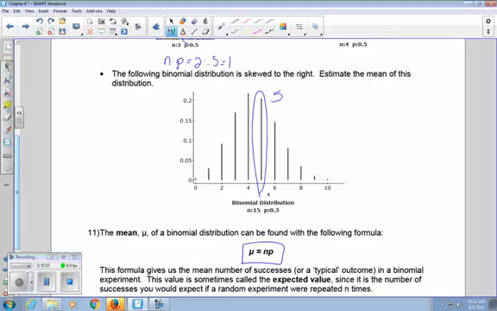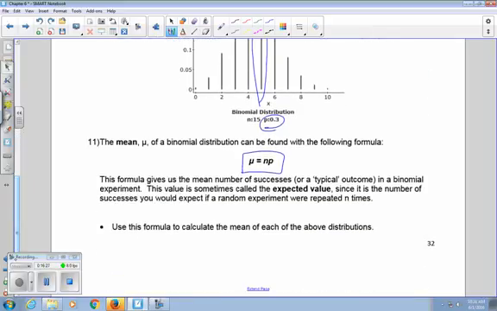And let's try that out up here on the one above. So n times p: 15, and our p is 0.3, which is equal to 5. So that would be how we can always find the mean of a binomial distribution. This formula gives us the mean number of successes in a binomial experiment, and this value is sometimes called our expected value. That's the number of successes you expect if the random experiment were repeated n times.